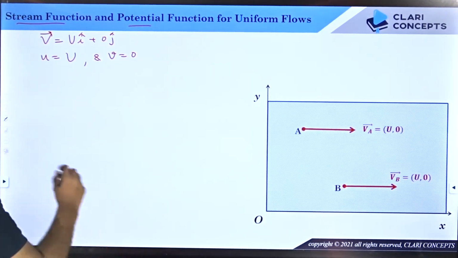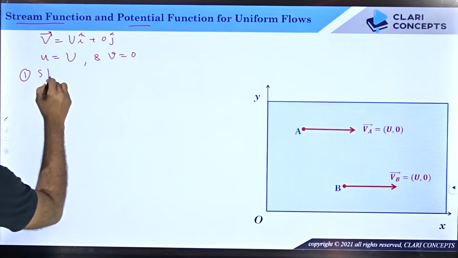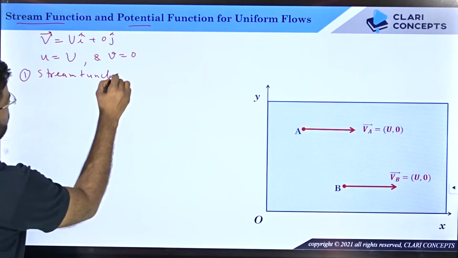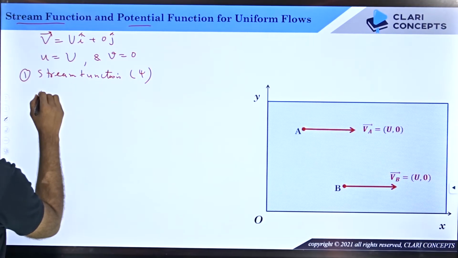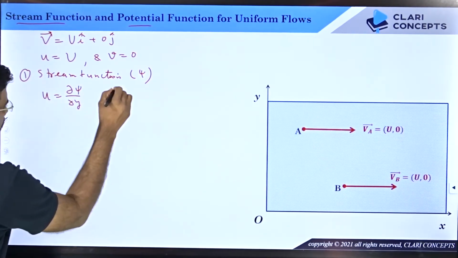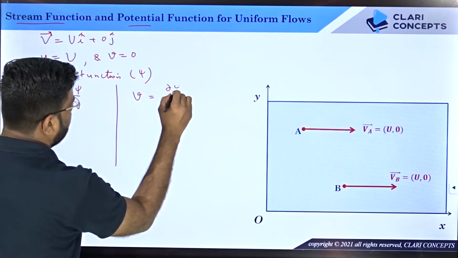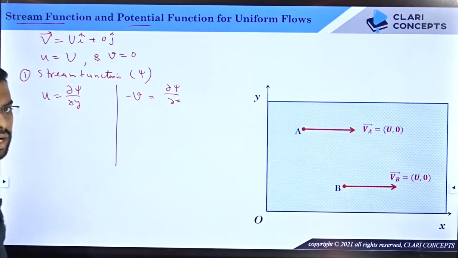Now you are supposed to find out the stream function and potential function. So firstly we will talk about the stream function. Let me find out the stream function psi for this flow. We know that if I want u, I will differentiate the stream function with respect to y, and if I want v, I will differentiate the stream function with respect to x, but negative of this. Either of the sides you can put the negative sign.